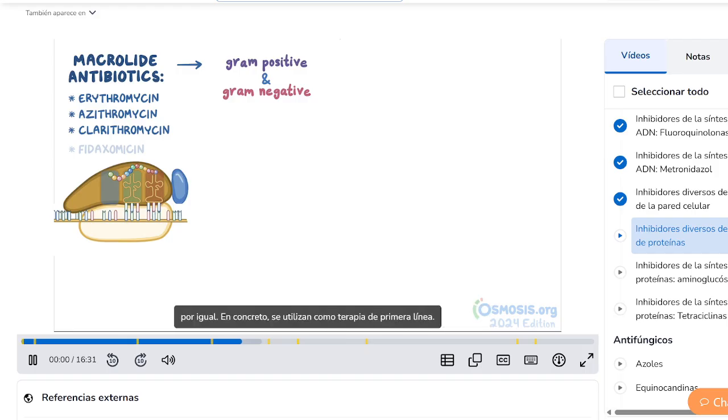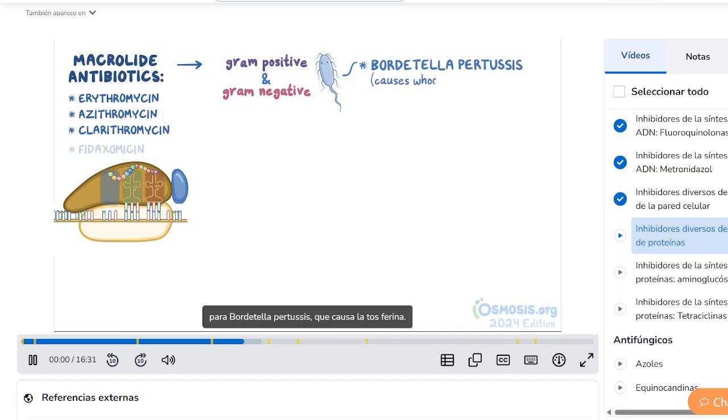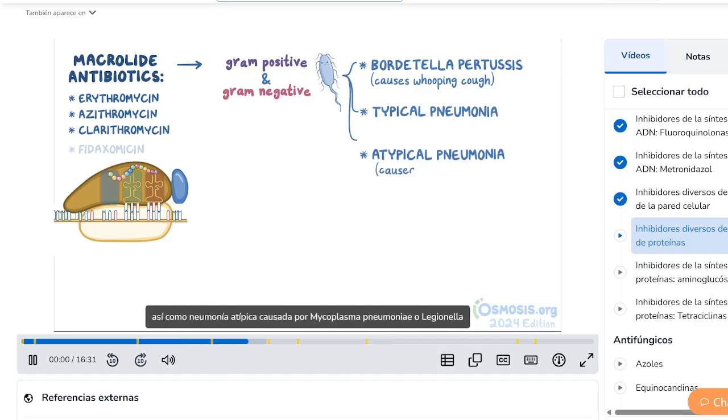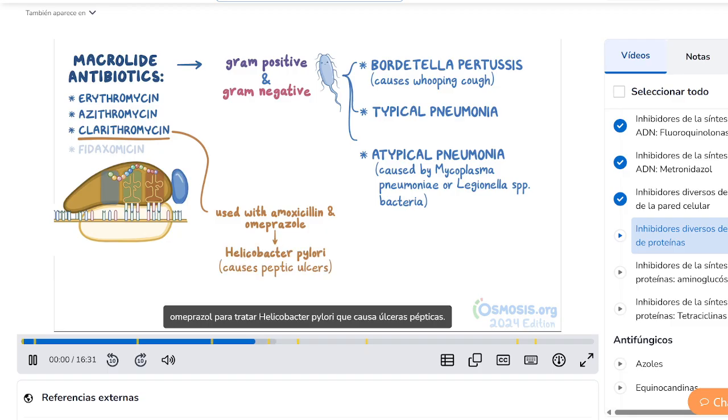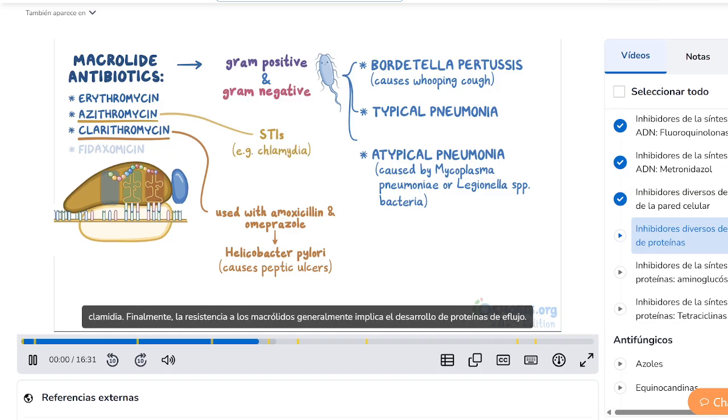Specifically, they are used as the first-line therapy for Bordetella pertussis, which causes whooping cough. They can also be used to treat typical pneumonia as well as atypical pneumonia caused by Mycoplasma pneumoniae or Legionella species bacteria. Clarithromycin is used in combination with amoxicillin and omeprazole to treat Helicobacter pylori, which causes peptic ulcers. Azithromycin is often used to treat sexually transmitted infections like chlamydia.